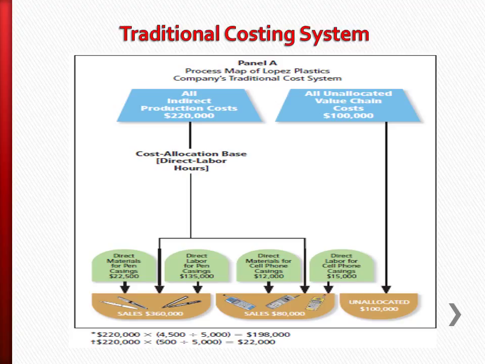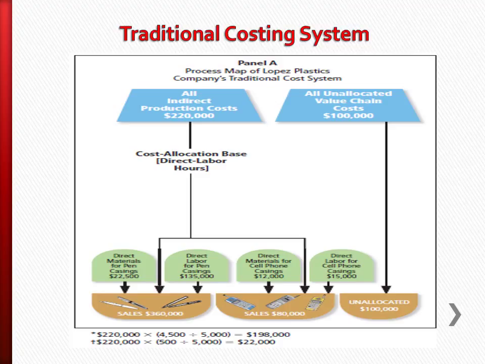At the bottom left-hand corner of the screen, you'll see two products. One is pen casings and the other is cell phone casings. Both of these products have direct costs. They have direct materials and direct labor. You can see the dollar amounts for each of those. What we're concerned about here is allocating the indirect cost. As I mentioned earlier, salaries of production supervisors, rent on machinery, depreciation of facilities.